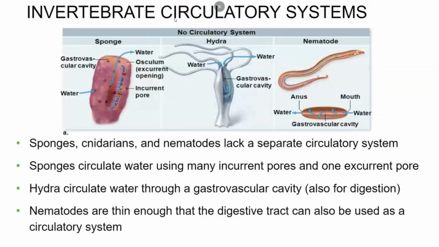All right, next let's talk about the circulatory system. So things like the sea sponge, the hydra, and the nematode, they don't have a dedicated circulatory system.